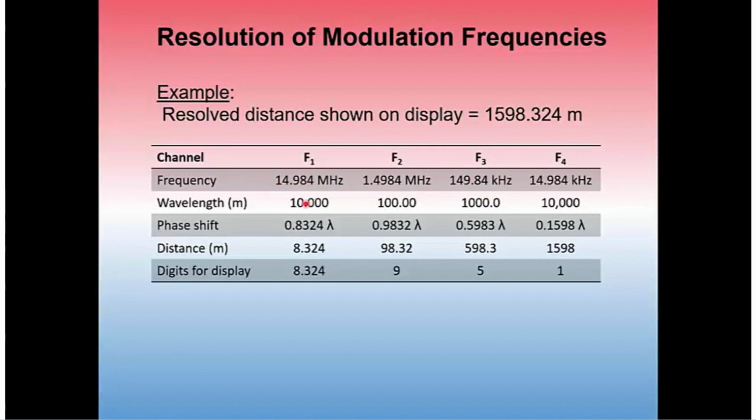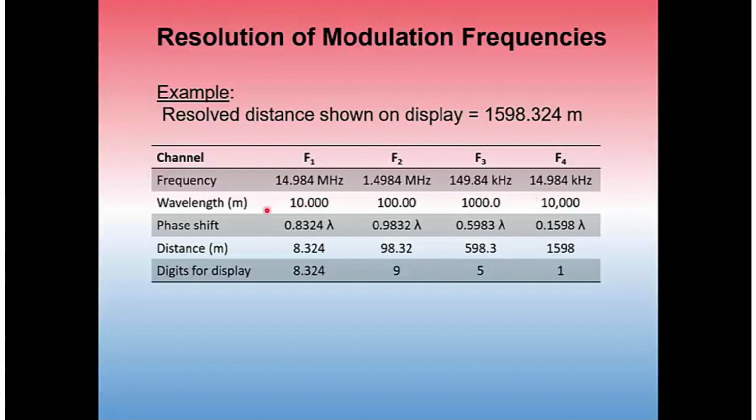What's important is to realize that in the first channel of the frequency generator, we generate a wavelength of 10 meters. The second channel generates a wavelength of 100 meters. The third generates a wavelength of 1,000 meters. And the fourth channel generates a wavelength of 10,000 meters.